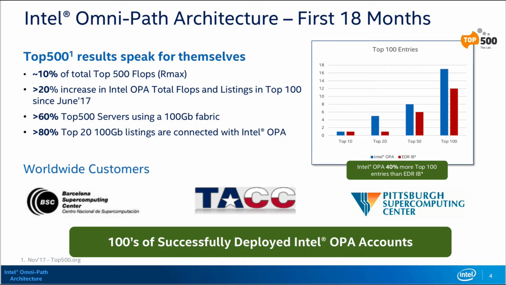Some of our key customers are Barcelona Supercomputing Center, one of a very large installation around our latest generation of Xeon processors, sometimes called Skylake. Texas Advanced Computing Center is on their third major acquisition of OmniPath and has actually increased their position on the top 500 list as a result of this into that top 20 space. And then one of our first customers, in fact, our very first customer, was Pittsburgh Supercomputing Center.